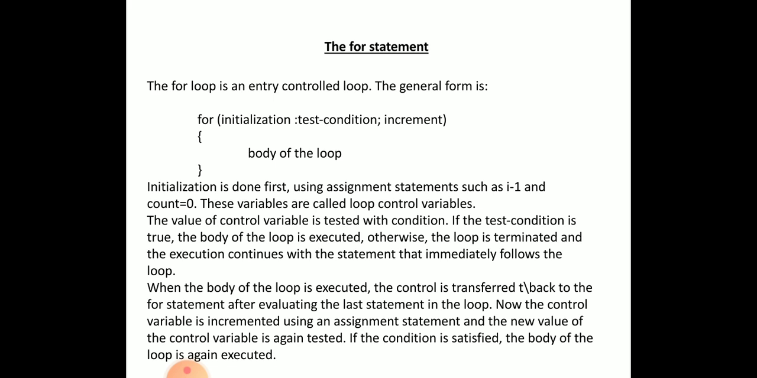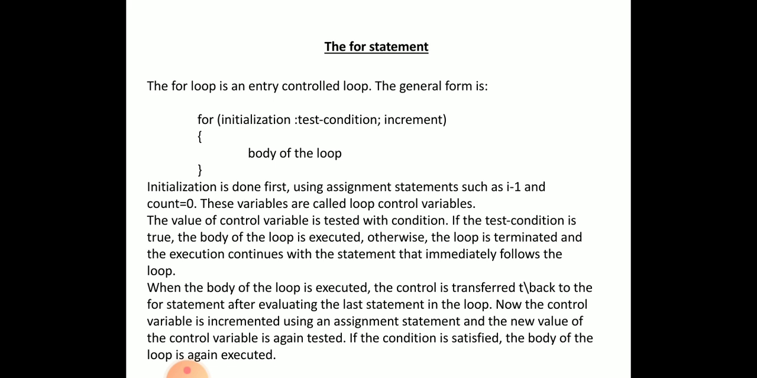So the general form of the for loop is for (initialization; test condition; increment). Inside the bracket, the first part of the for loop is an initialization part.